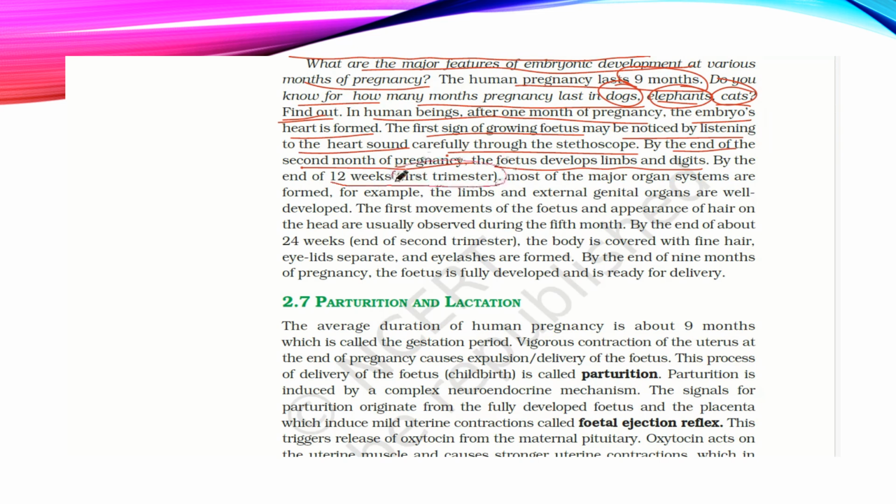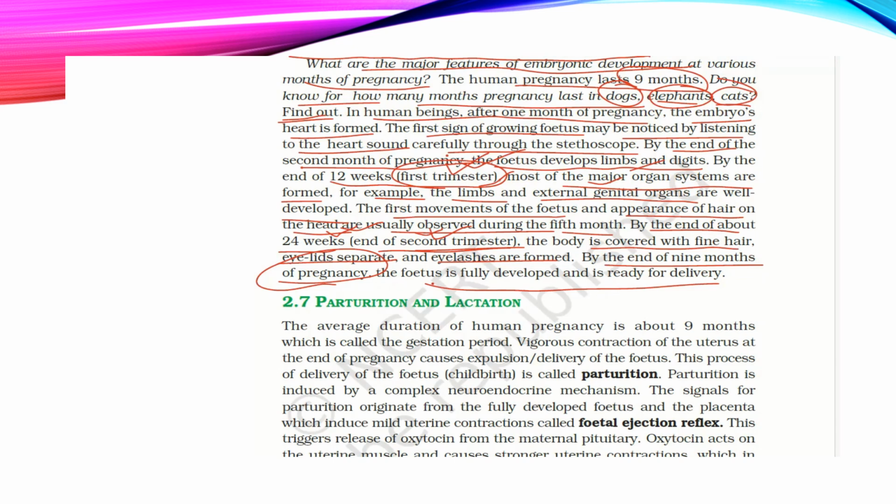By 12 weeks, that is the 1st trimester, most of the major organs are formed. For example, limbs and external genital organs are well developed. Now the first movement of the fetus and the appearance of hair on the head are usually observed during the 5th month, and by the end of about 24 weeks, the end of the 2nd trimester, the body is covered with fine hair. So in the 1st trimester, major organ systems, that is limbs and external genital organs, are formed. By 24 weeks, the body is covered with hair, the eyelids separate and the eyelashes are also formed. So the baby is almost fully formed, and by the end of 9 months of pregnancy, the fetus is fully developed and ready for delivery.